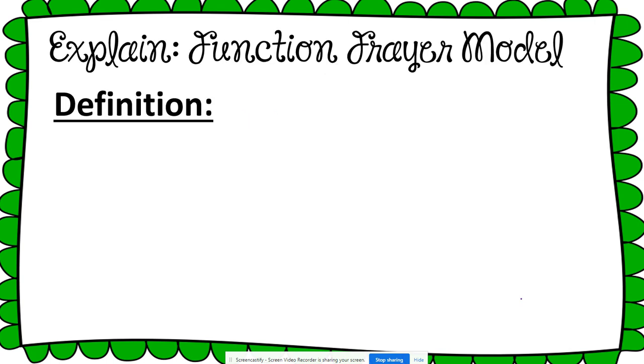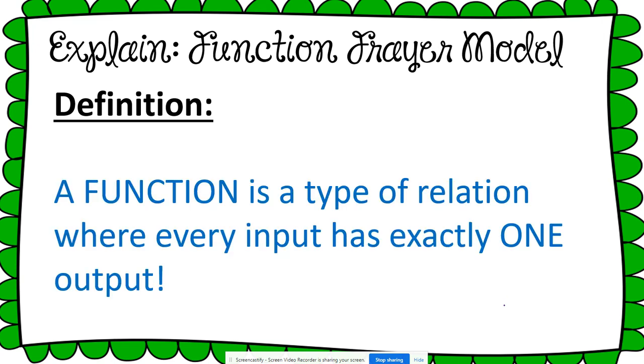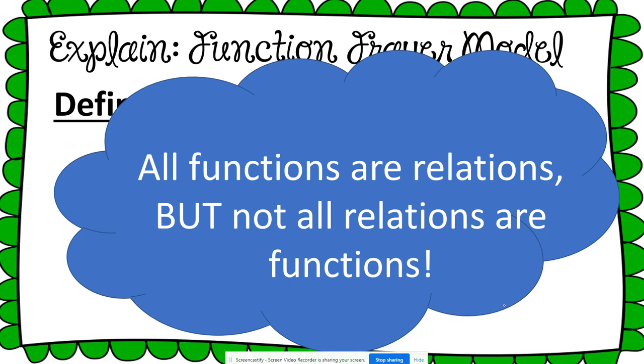Now, how do we use all of this to find functions? A function is really just a special type of relation. So a function is still a relationship between an x value and a y value, or an input and an output. But it is a special type where every input will have exactly one output. This is very important. All functions are relations. All functions are just special types of relations where the input has just one output. But not all relations are functions, because functions are just special subtypes of relations.